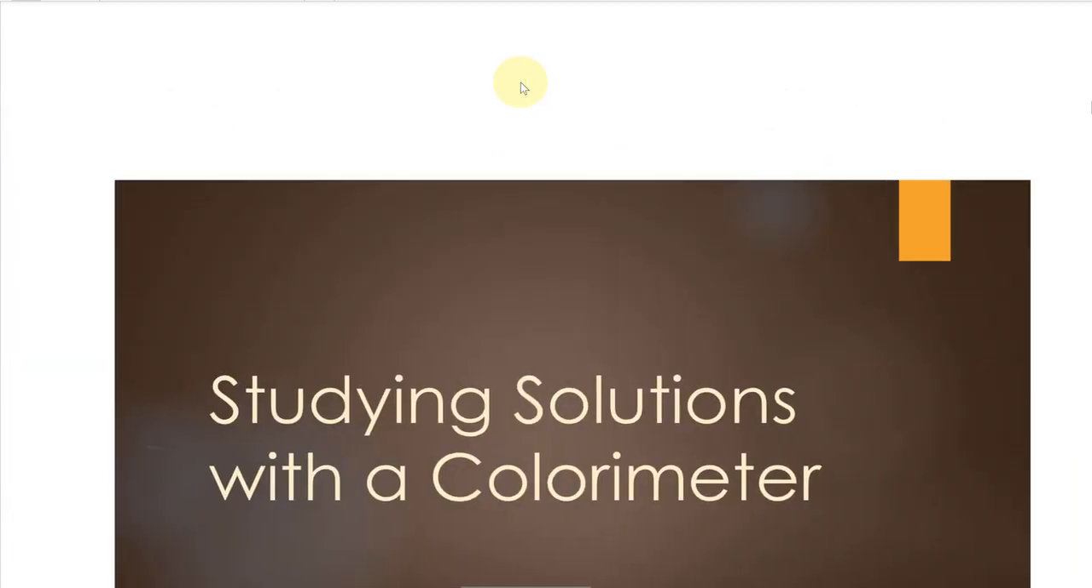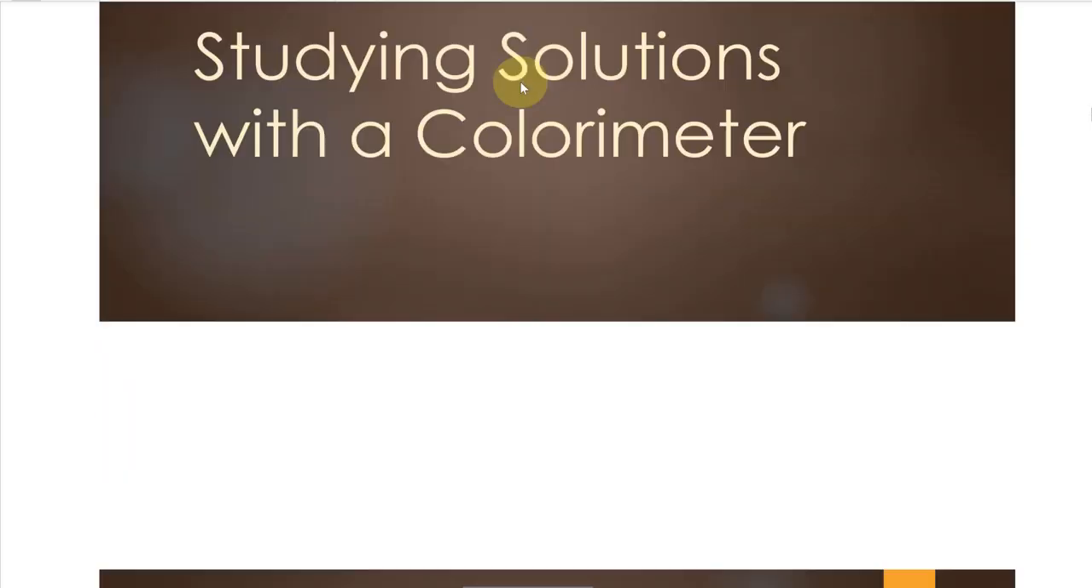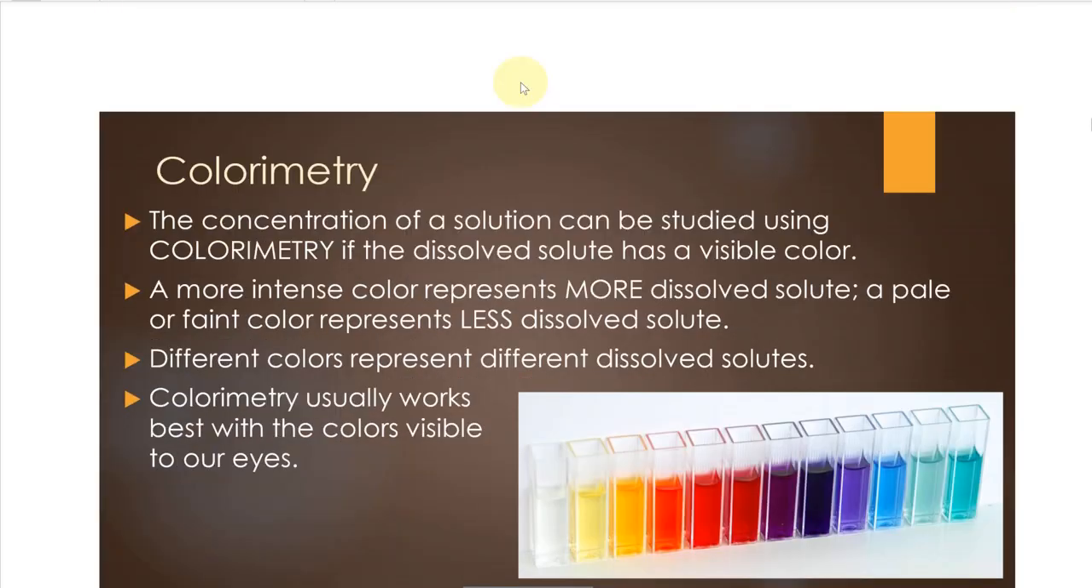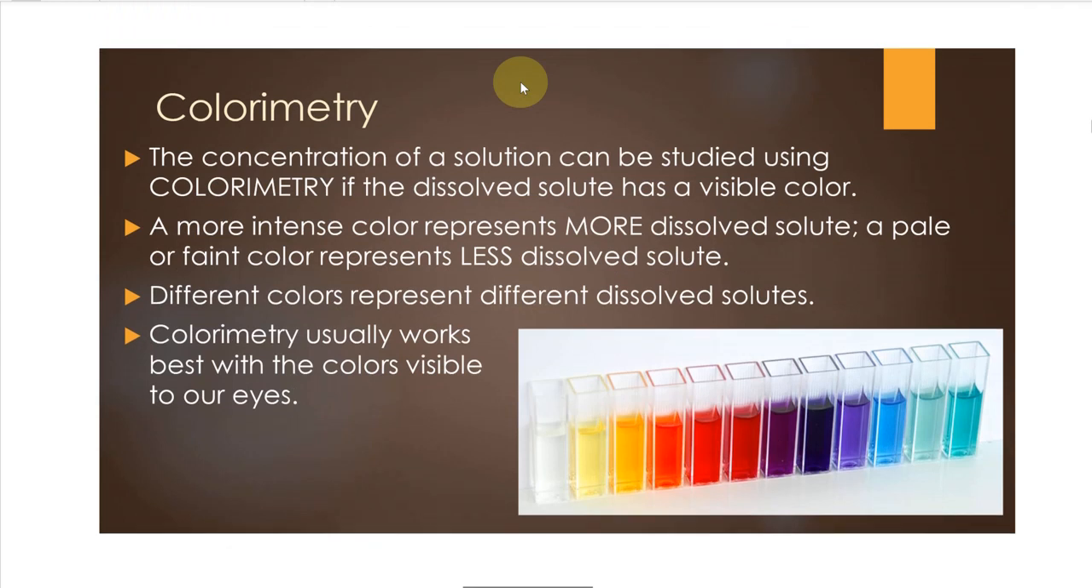So studying solutions with a colorimeter, again, allows us to measure the intensity of a solution and then use that to our benefit to identify what's in it, or perhaps how much of something is in the solution. Colorimetry here, it says, concentration of a solution can be studied using colorimetry if the solute has a color. So in the picture here, you see all kinds of colors, from a clear solution on the left all the way through the many colors of the rainbow and different intensities of some of those colors as well. The idea is that the darker or more intense the solution is, the more of the solute must be dissolved into it. Now, we don't work with metal salt solutions very often in our everyday lives.